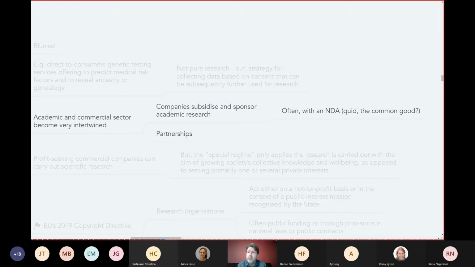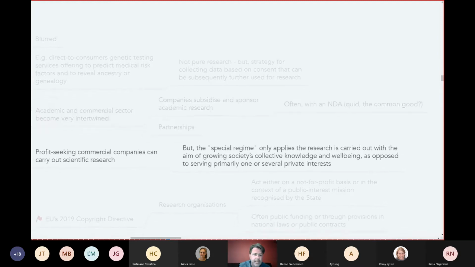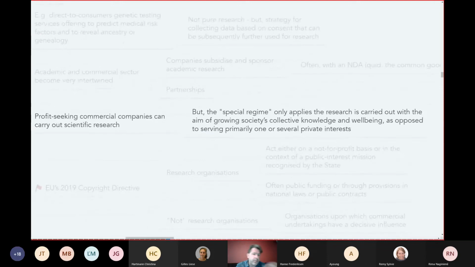As you will probably know, non-disclosure agreements can be drawn, and in case of a non-disclosure agreement, by definition, not all the information will be disclosed. So it means that actually the results of the research are not public. They are not, or at least they are not all public. So again, there the idea of public interest and common good is actually less prominently present. On the other hand, you can also have profit-seeking commercial companies that can carry out scientific research, but of course, then very often it's not in the public interest.